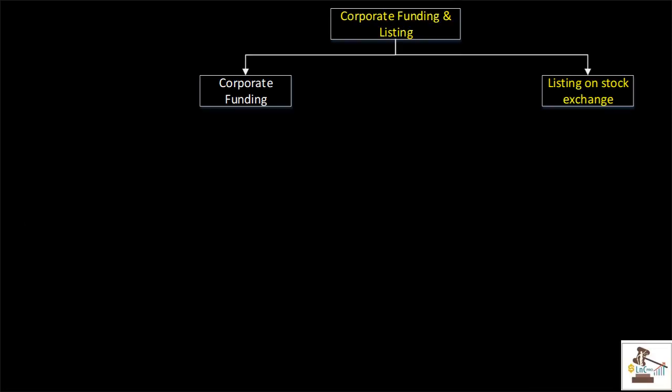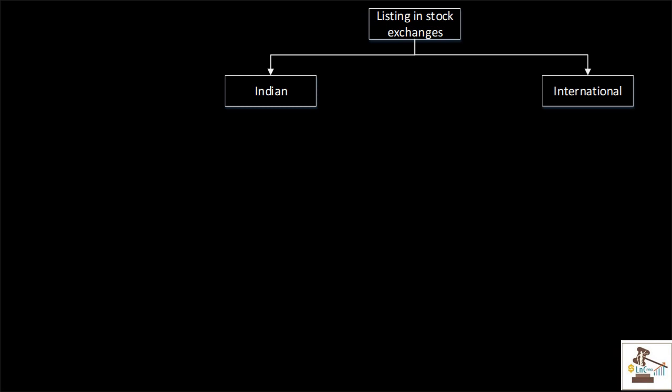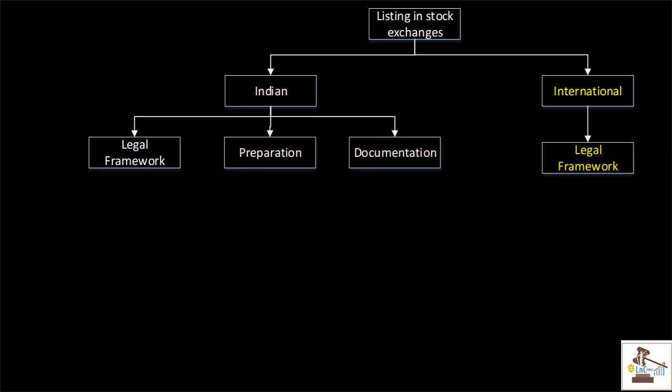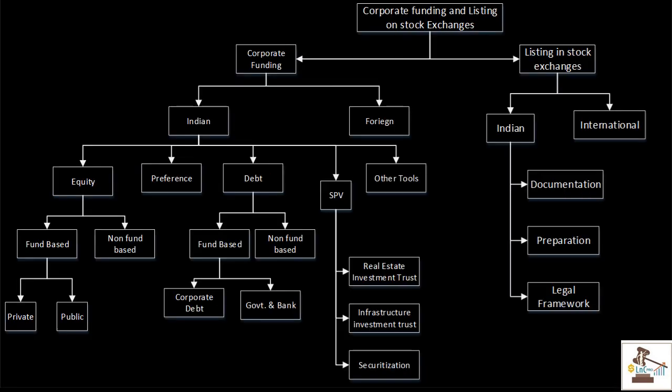Now if we move to the second section, listing in stock exchange, we can again say that listing can be done on either an Indian stock exchange or an international stock exchange. In our syllabus, we will read about both these things. In particular, in Indian listing, we will read about the legal framework, preparation for listing, and documentation for listing. In international listing, we will read mainly about the legal framework only. So, this is the entire syllabus that you can see on the screen.